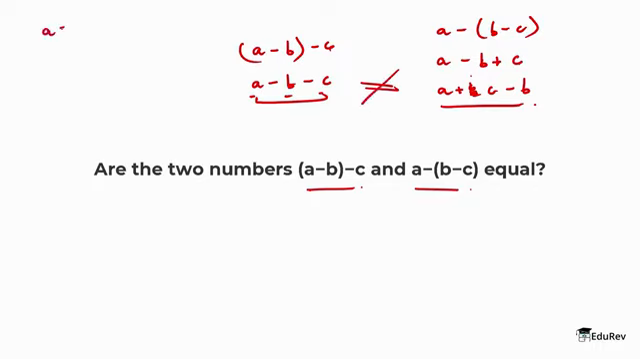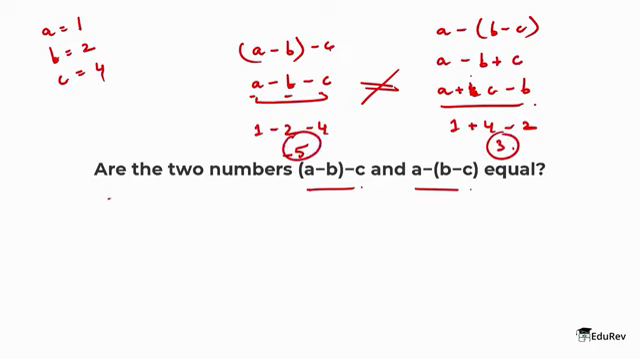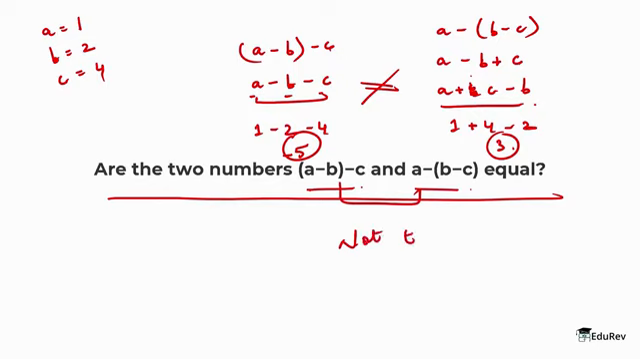Let's take an example. Let's say a is 1, b is 2, c is 4. So a is 1, so 1 minus 2 minus 4, and similarly 1 plus 4 minus 2. So 1 minus 2 is going to be what? Negative 1. Negative 1, minus 4 is going to be negative 5. Whereas 1 plus 4 is going to be 5, 5 minus 2 is going to be 3. So both of them are not equal. So therefore I can say that these two expressions are not equal.